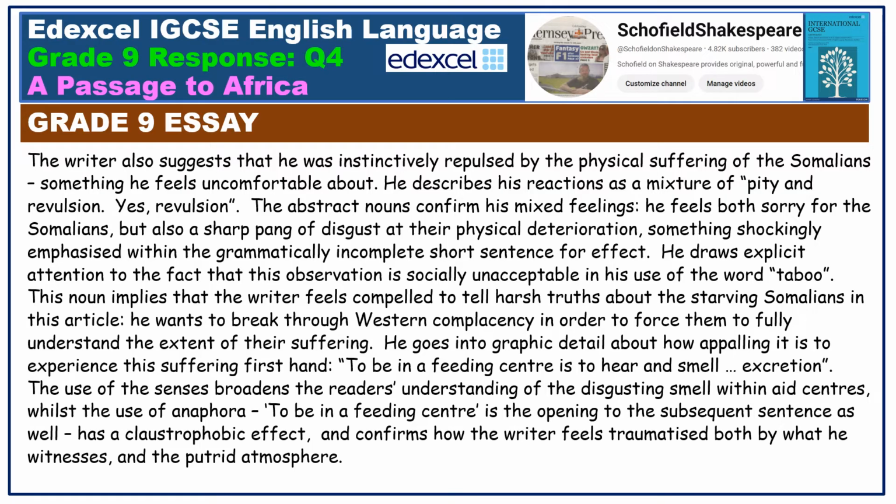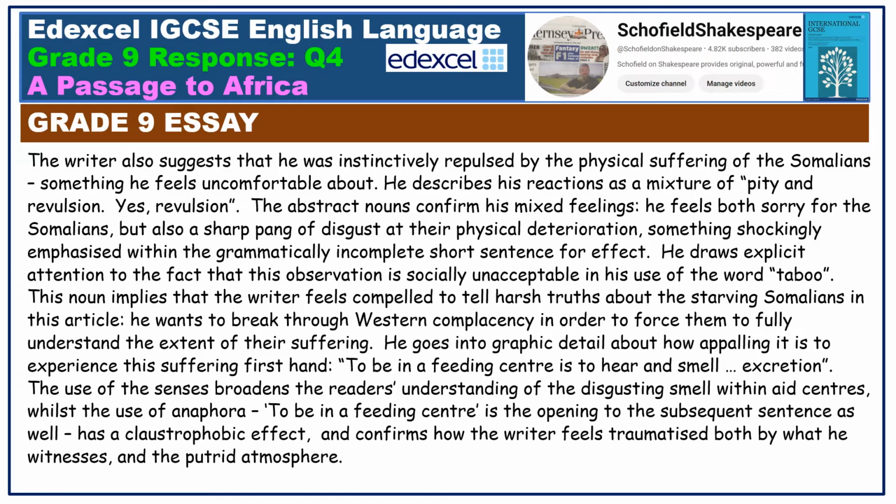He draws explicit attention to the fact that this observation is socially unacceptable in his use of the word taboo. This noun implies that the writer feels compelled to tell harsh truths about the starving Somalians in this article. He wants to break through Western complacency in order to force them to fully understand the extent of their suffering. He goes into graphic detail about how appalling it is to experience this suffering firsthand.